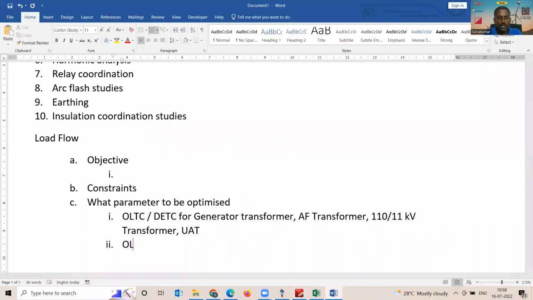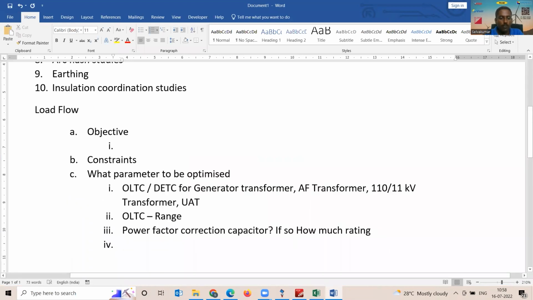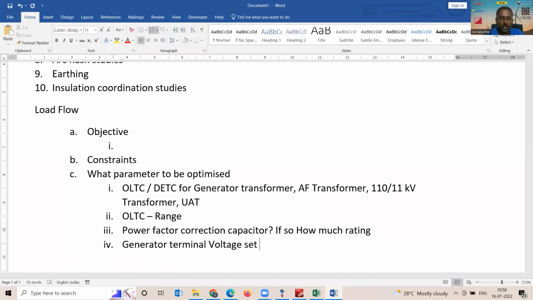If it is OLTC, what should be the range? Do we need a power factor correction capacitor? If so, what rating of the capacitor? What should be the generator terminal set point voltage? The generator terminal set point voltage is going to play a very, very critical role in deciding what reactive power it injects into the system, and what power factor is maintained at the point of common coupling.